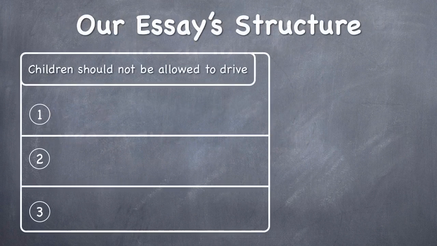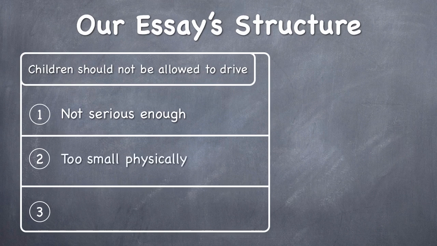So here's our essay structure. So children should not be allowed to drive. Number 1, it's because they're not serious enough, right? They're still children, so they're not quite serious enough. Number 2, they're too small physically. They might not be able to see very well from behind the wheel. And number 3, they need too much supervision.